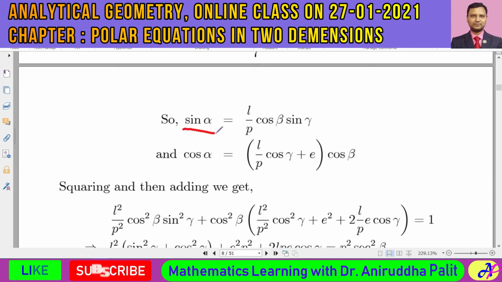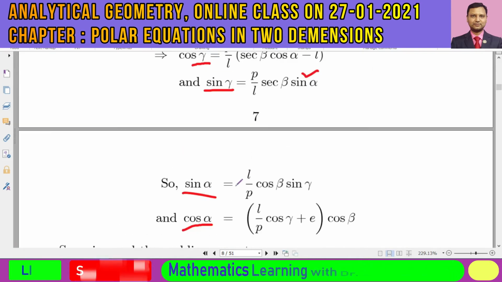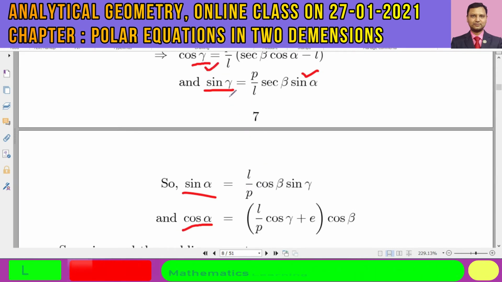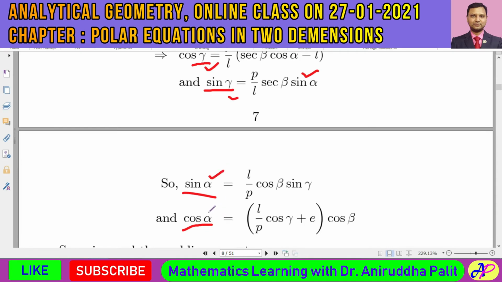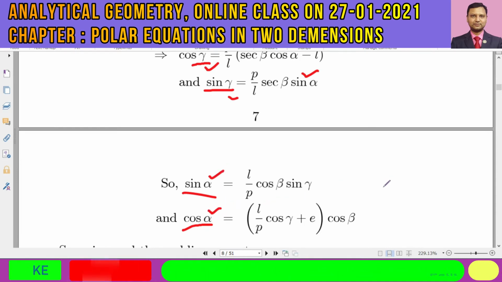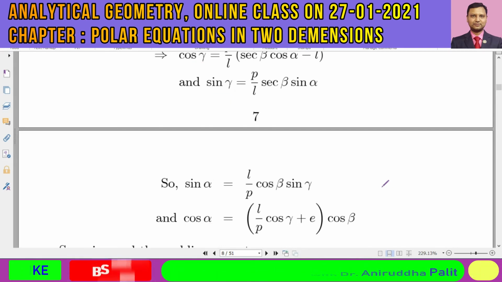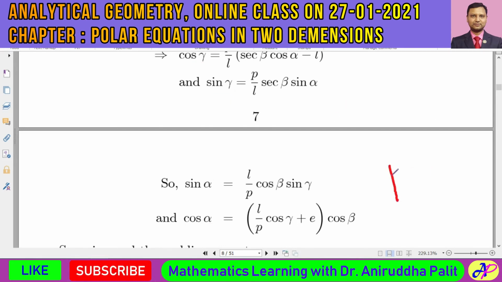So we got these two expressions, sine of alpha and cos of alpha. Now sometimes you get confused about which parameter we should eliminate, whether we should eliminate gamma or alpha. That is a point of confusion. Sometimes it is a bit confusing. So remember that here we always require the relation between P and gamma. We need to retain this gamma.